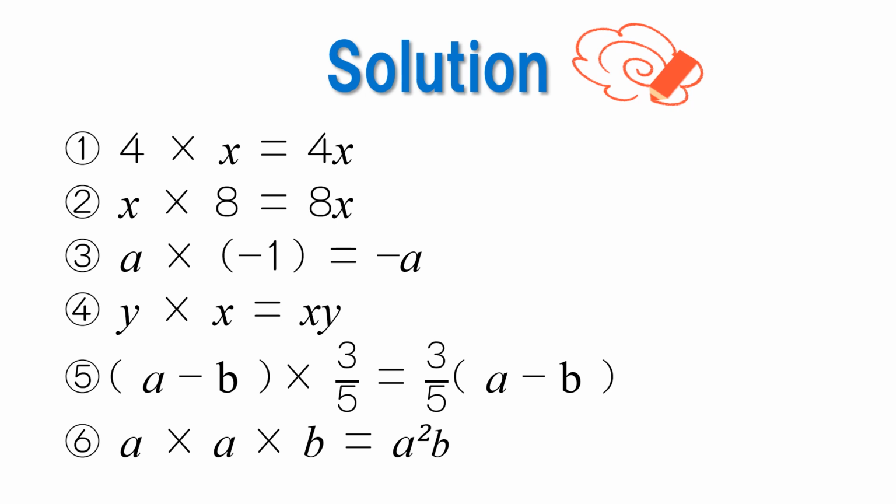For number 5, parentheses, a minus b parentheses times 3 over 5, the answer is 3 over 5 parentheses, a minus b parentheses. For number 6, a times b, the answer is a squared b. Were you able to answer all 6 problems correctly?